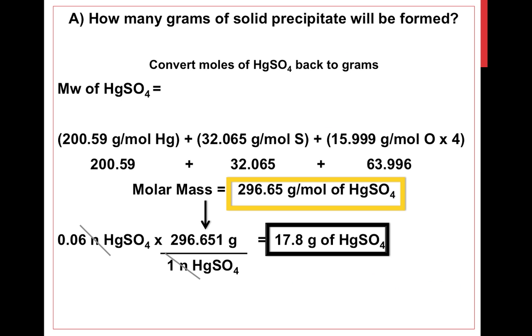We have determined the moles of mercury sulfate that is produced and must convert the moles back to grams by finding and using the molar mass of mercury sulfate, which is 296.65 grams per mole. We then multiply the moles by the molar mass and determine our final answer for part A as 17.8 grams of mercury sulfate formed.